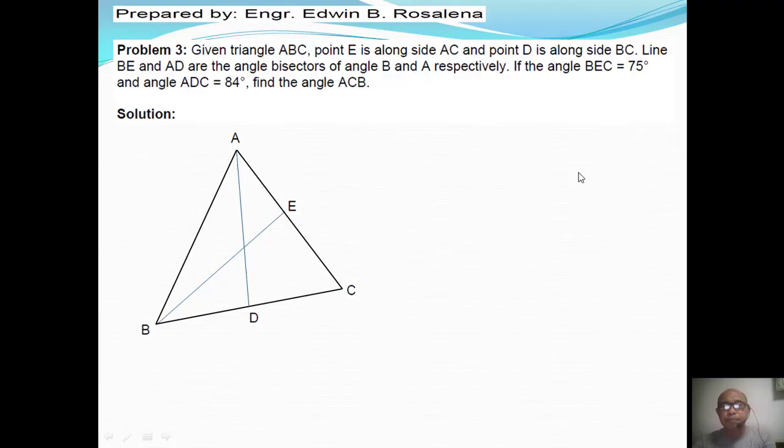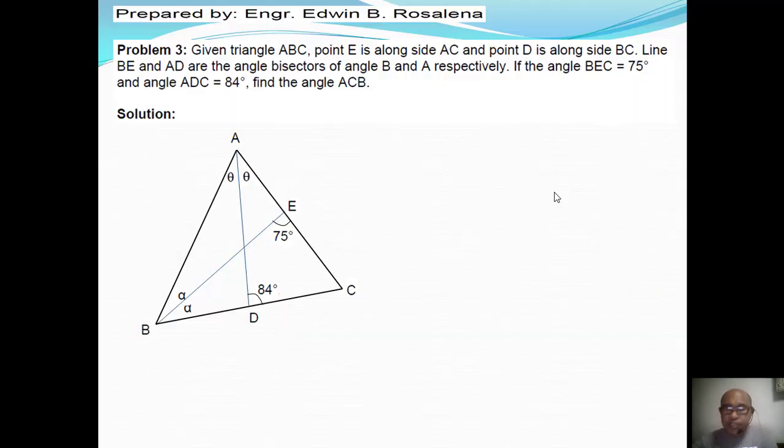Okay? So, we will place the angles now. So, BEC is 75, and then ADC is 84. Okay, now. Since this is bisector of angle B, no? So I can divide angle B into two equal parts. No? Okay, so this AD bisects angle A, so theta, theta. Here we have alpha, alpha. Okay. So the question is the interior angle at C, no? Angle ACB. So how will we solve it?